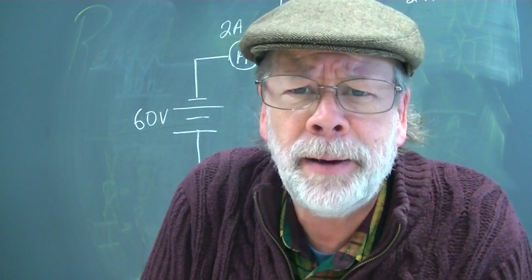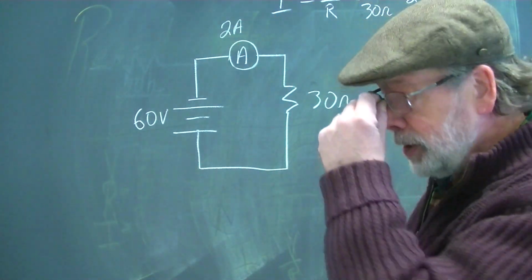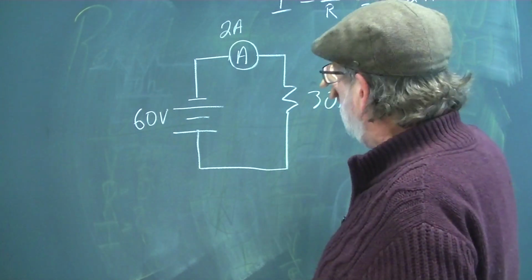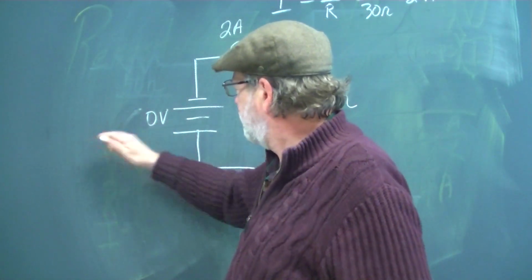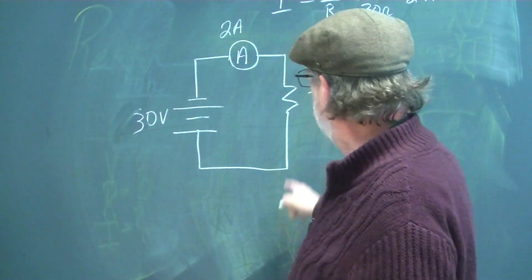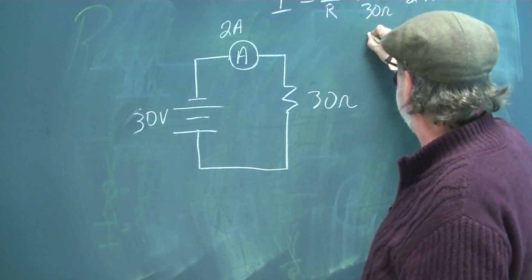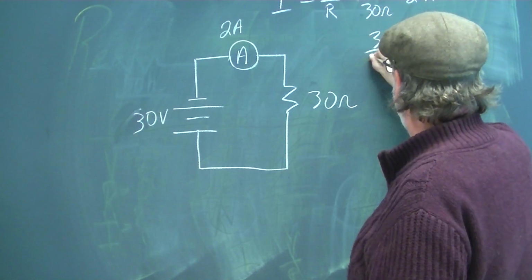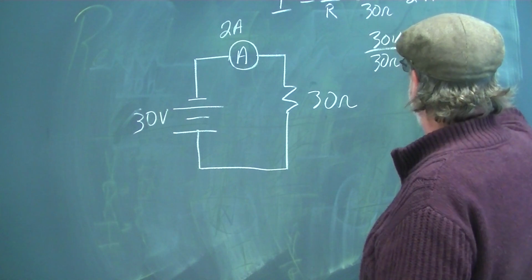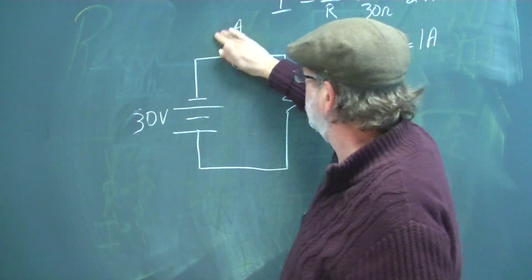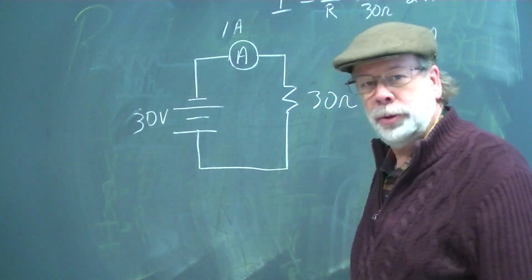How do I do that? Well, there's 2 ways to do that. If I put, say, a 30-volt battery here with a 30 ohm resistor, well, 30 volts over 30 ohms would give us 1 amp. And that would reduce that to 1 amp.